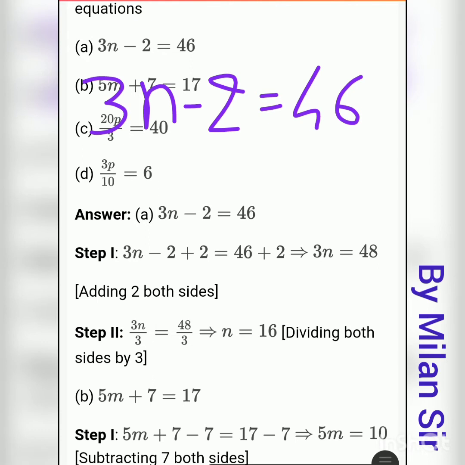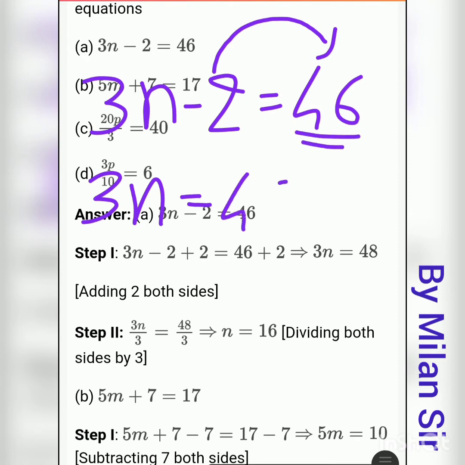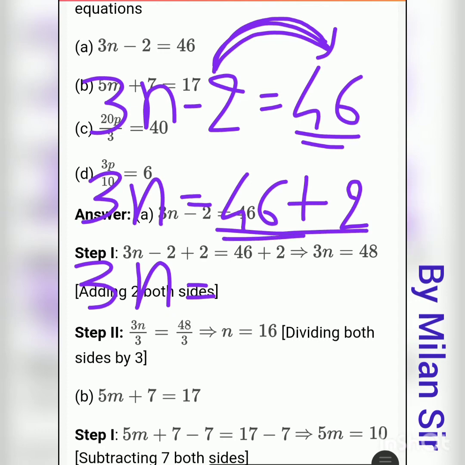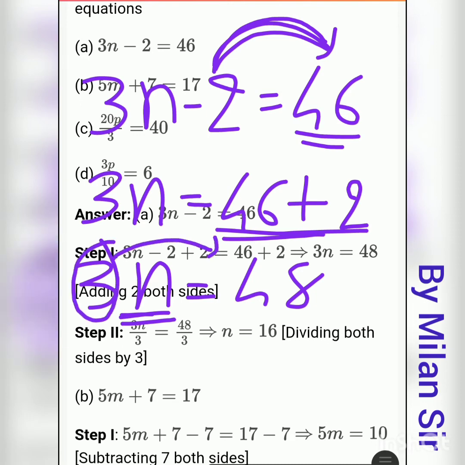So first of all transfer this minus 2 to the right hand side. So here 3n is equals to 46, and this minus 2 becomes plus 2 here. Minus becomes plus. So 3n is equals to 46 plus 2, 48. Now this question is similar to question number 2. That means if we want to find the value of n, we need to transfer this 3 to the right hand side. Right now 3n, that means 3 multiply n.